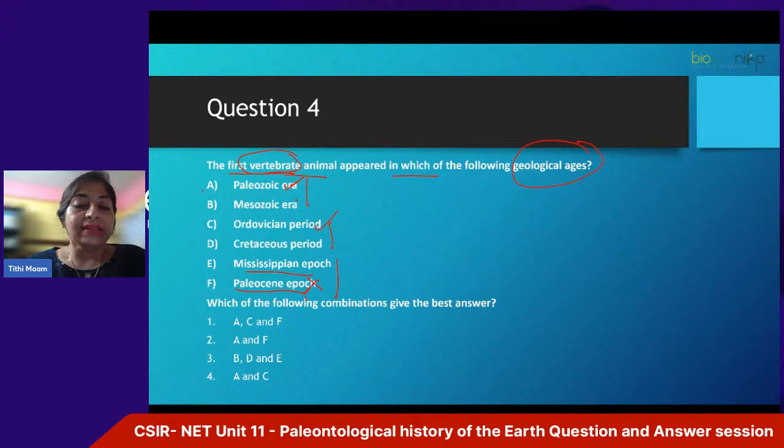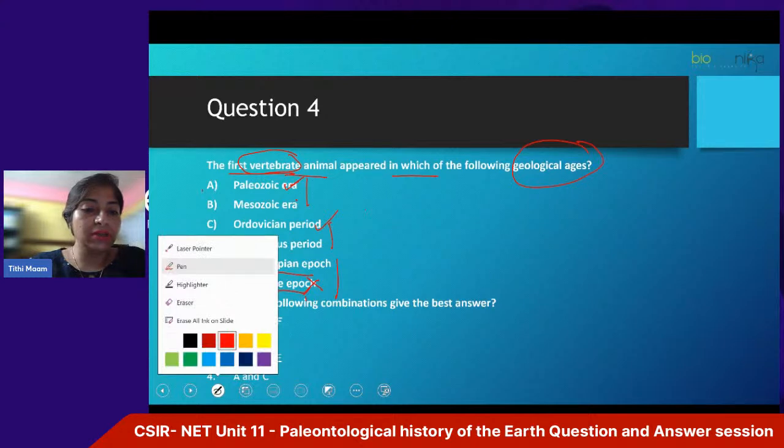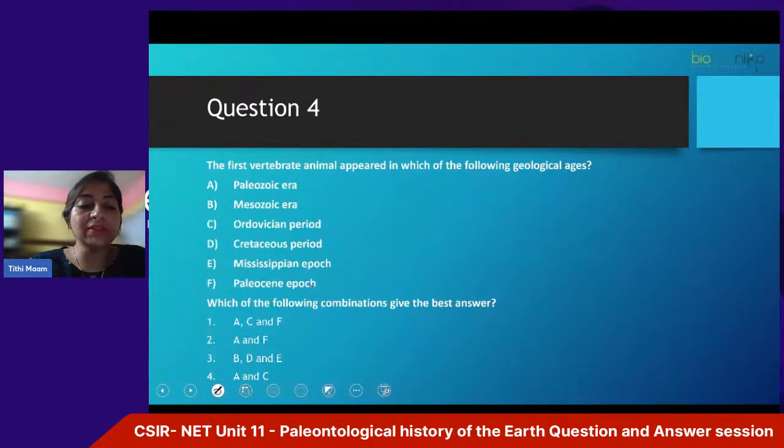Now, how do you answer if you don't know? If you remember, the Paleocene epoch is in the Cenozoic, the most recent era. So definitely vertebrates did not evolve at this time, so F is eliminated. Now, as soon as you eliminate F, what all options are eliminated? Options 1 and 2. Both have F in it, so they are eliminated.